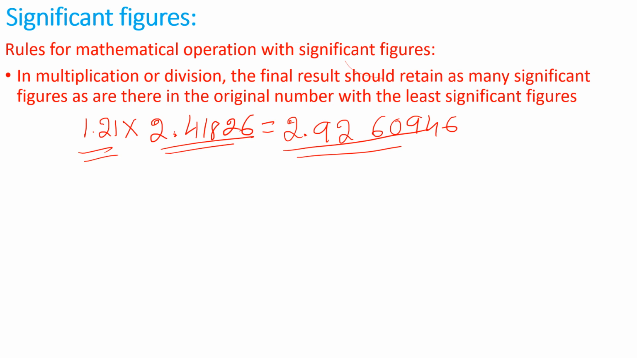Here how many significant figures are there? 3. Here how many significant figures? 1, 2, 3, 4, 5, 6. So which number has the least significant figures? It is only 3, the first one, 1.21. So in the answer also, I can retain only 3 significant figures. I can skip the remaining ones, 60946. But in skipping, there are also some rules which we study later. This particular rule says that in multiplication or division, what should be done?